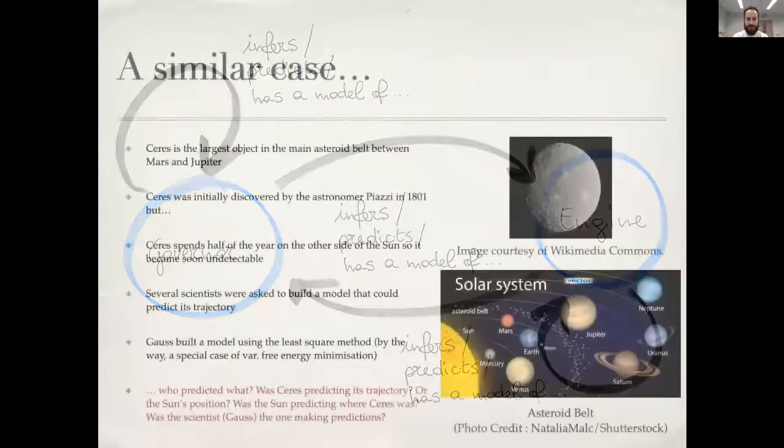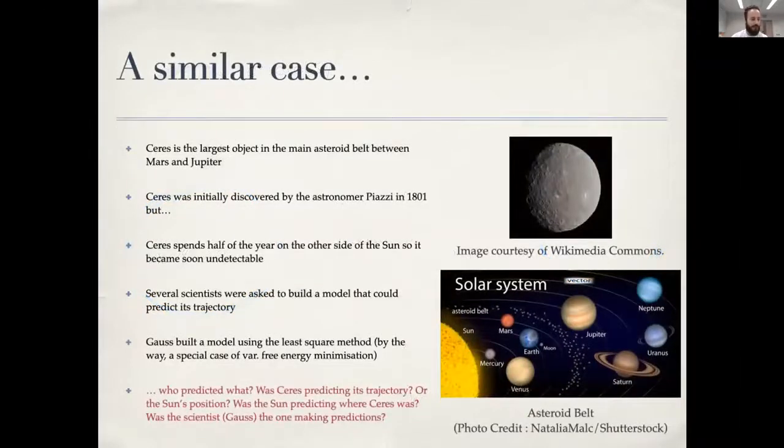So as an example that I quite liked, Ceres was a dwarf planet that was discovered in 1801. Then people lost track of it and basically asked scientists at the time to come up with predictions on where they would be able to find this dwarf planet again. Basically, half of the year it spends behind the sun, so it's not really easy to spot. The problem was actually solved by Gauss, who at the time used, probably for the first time officially, the least squares method, which you might be familiar with from statistics. And he predicted where the planet was going to be.